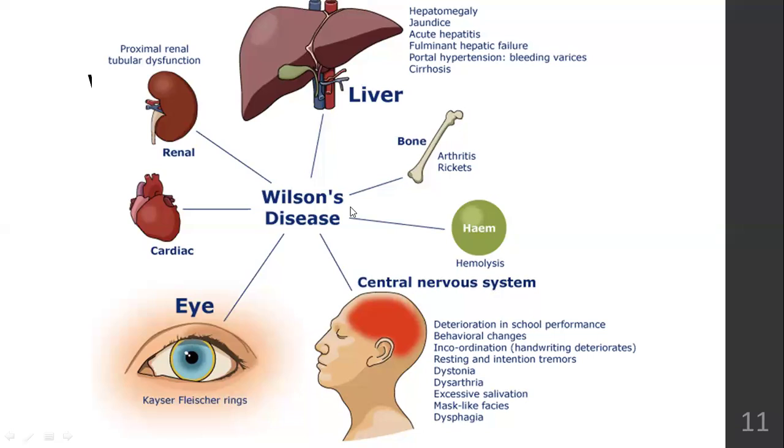Liver cirrhosis, extreme cases. Bones, it can cause arthritis, rickets, because even the bones and joints are trying to store excess copper. All the body parts are trying to get the copper out of the blood. Everyone in the body is trying to make this equilibrium by taking up as many copper ions as they can, but it will cause damage in the long term. So arthritis, rickets, it will cause hemolysis. It will break your red blood cells.